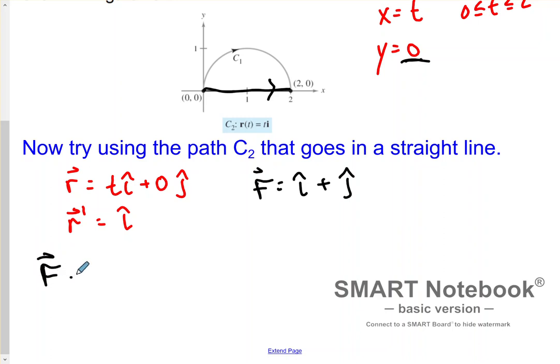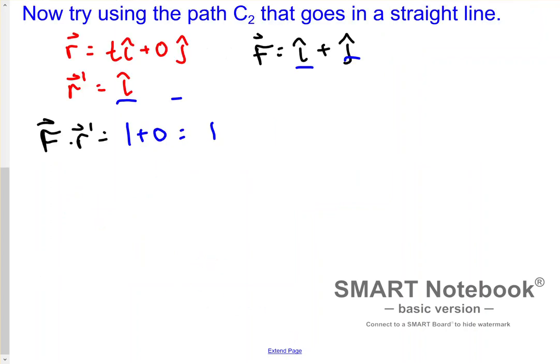So if I do f dot r prime, I multiply my i components here and I get 1, and my j components I get 0. So this is just 1. So I can integrate. I figured out my bounds were 0 to 2 in t's. This whole integral just becomes 1. So I get t from 0 to 2, which is 2.